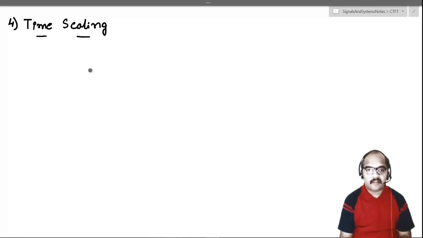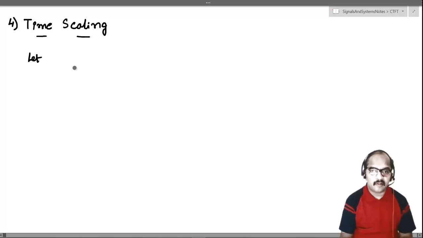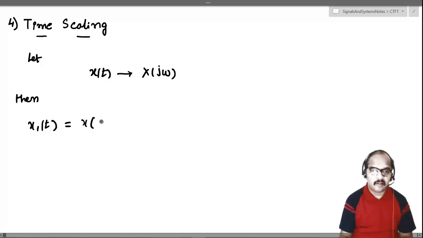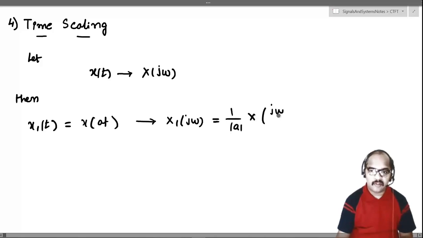Let's move to the next property, which is time scaling. Let x of t have x of j omega as the Fourier transform. Again I define a new signal as x1 of t, which is nothing but x of at. So this will have x1 of j omega, which is equal to 1 by mod a x of j omega by a as the Fourier transform.